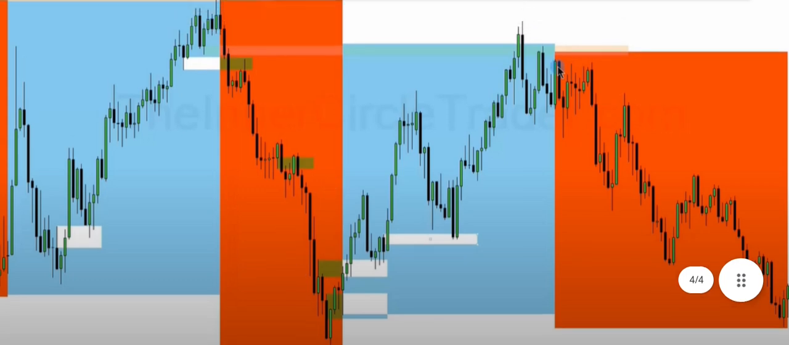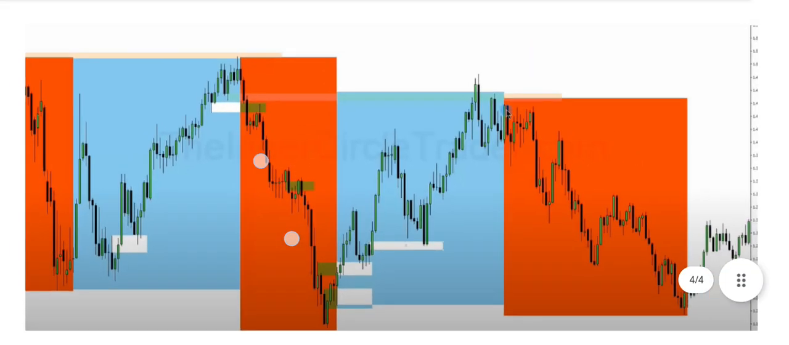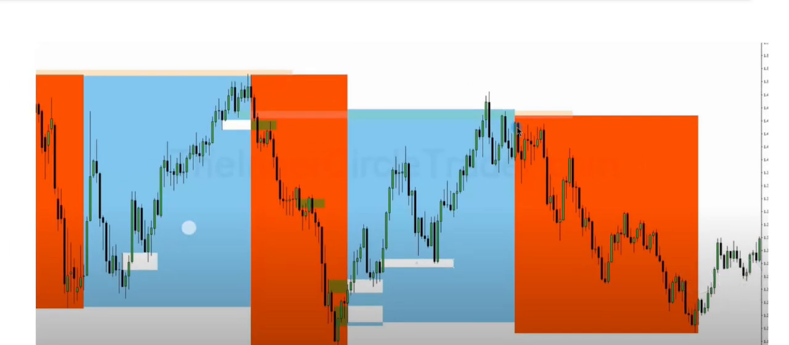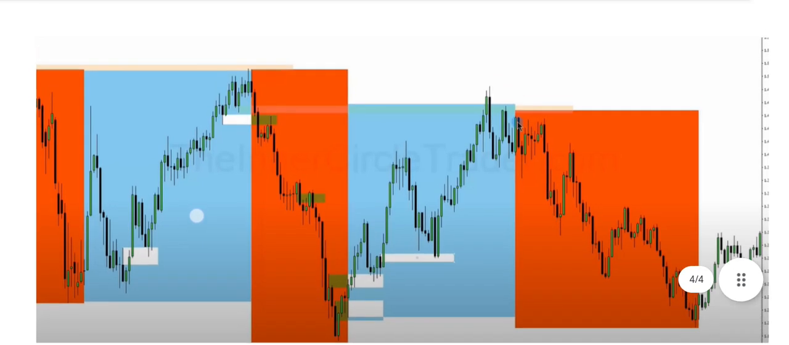Trading liquidity is very simple, and I hope you apply it in your day-to-day trading, and I hope you're able to make some money.